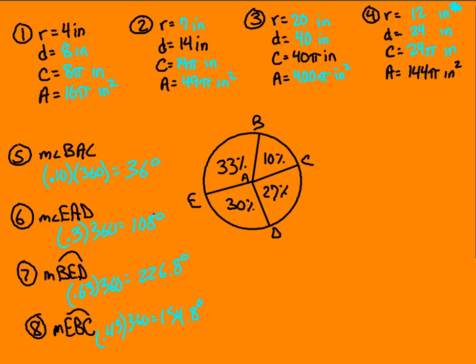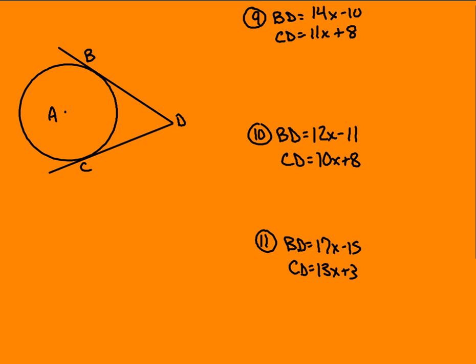Alright, looking at the next section, we are finding the length of these tangents. The big thing is, when I have tangents, they must be equal to each other. So I'm just going to set these equal. 14x minus 10 equals 11x plus 8. Subtract 11x from both sides, add 10 to both sides. And that gives me x equals 6. Then all I have to do is plug back in. They want to know BD, so I just plug it back in. When I do that, 14 times 6 gives me 84, minus 10 gives me 74. So my final answer there is 74.